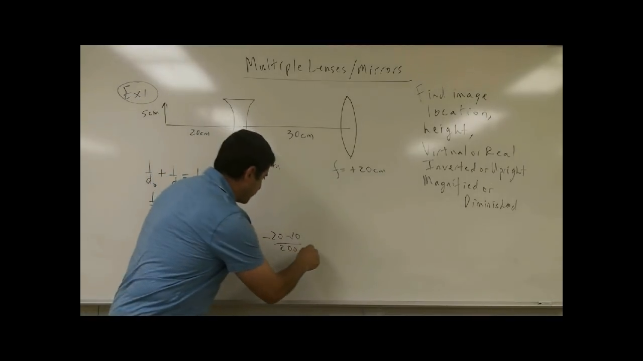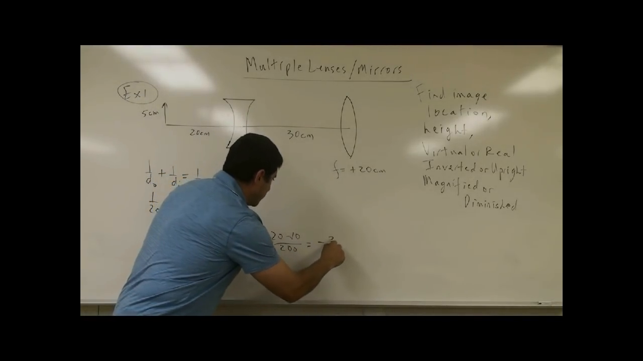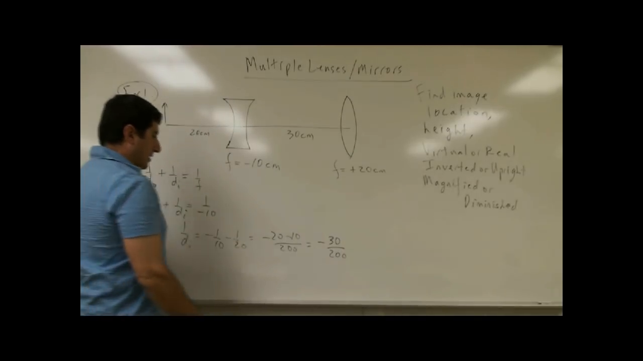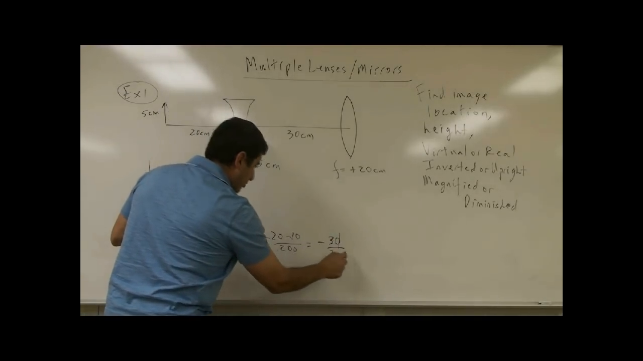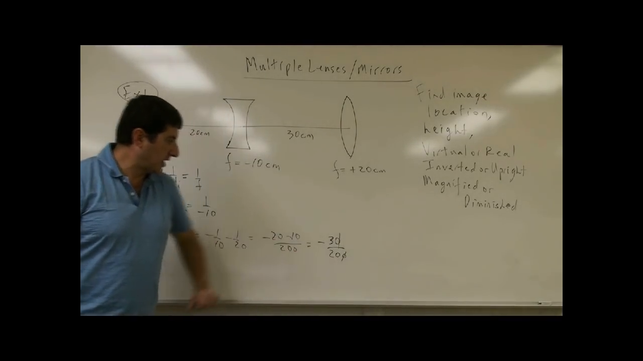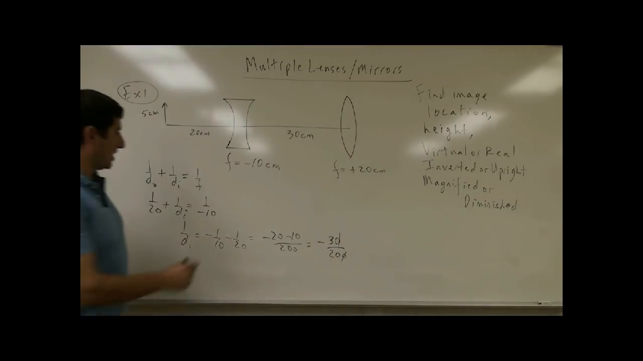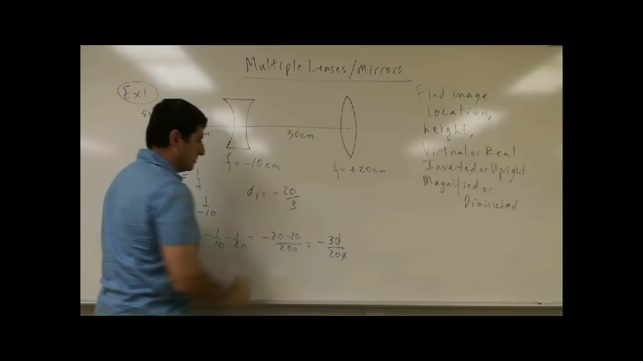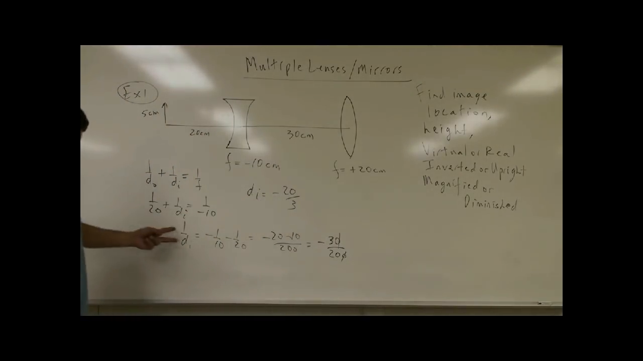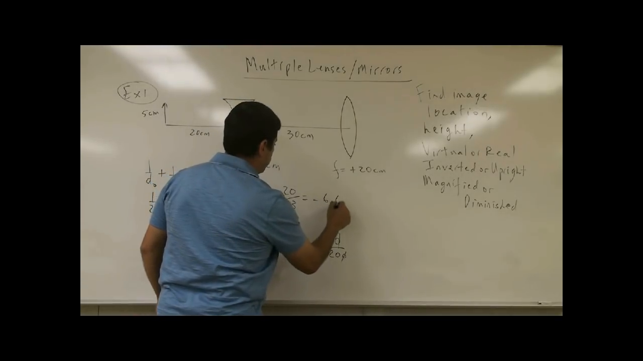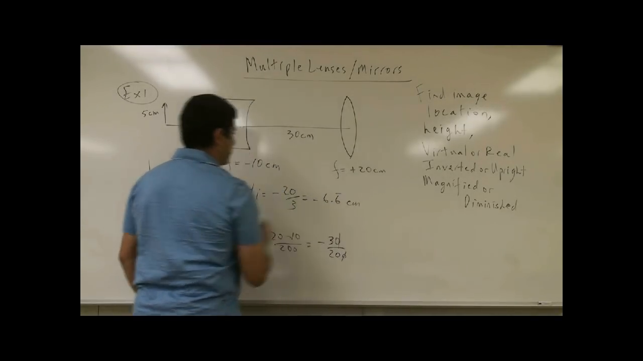Right? So where is that? -30 over 200, and the 0 and the 0 cancel. So 1/di is equal to -3/20, therefore di is equal to -20/3. Reciprocate this, and that gives you something like -6.6 repeating centimeters.